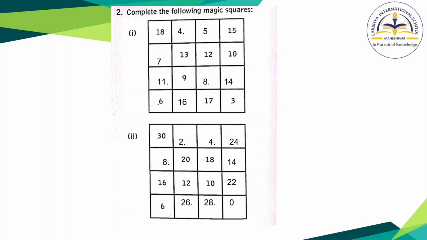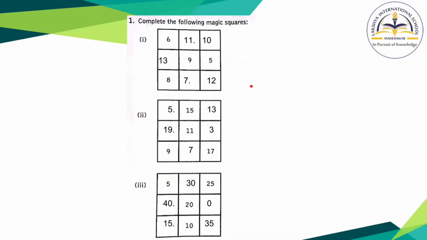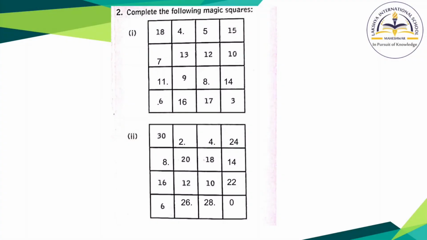Question number 2 is also the same. Here you can see there are 3 into 3 boxes, 3 rows and 3 columns. Now here there is a 4 into 4 magic square, 4 rows and 4 columns.